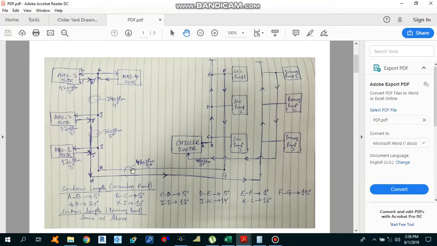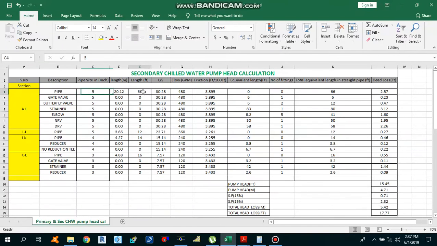How much is the total length we have from section A to section I? As you can see, A to B is 5 feet, B to C 5 feet, C to D 5 feet, and then up to section I we have that much. So 5, 10, 15, 20, 36, 56, and then 10, 66. So from section A to I we have 66 feet length of the pipe. Moving back to our Excel sheet, you can see that the length over here is 66 feet.